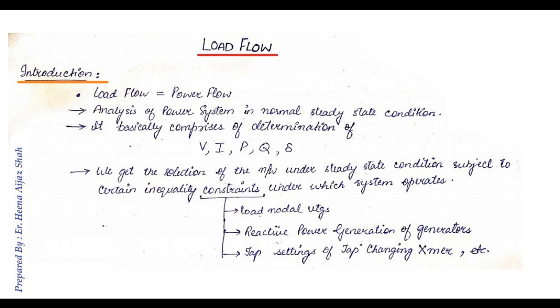But the system may be subject to certain inequality constraints. For example, there will be different voltages under which the system operates, or the active or reactive power of the generators, or the tap settings of the transformers, which may bring some changes in the overall system.